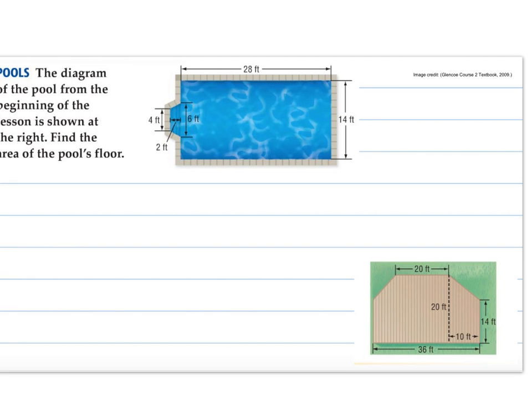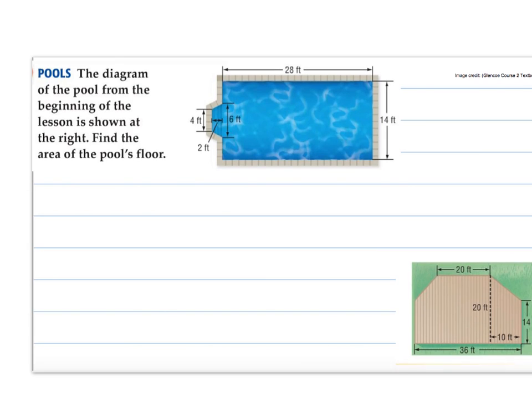Last two, ladies and gentlemen, these are going to be your real world problems. Building things, a lot of times you use your composite figures to find the area. So if we have a pool here, we're going to find the area of the pool's floor. So find your shapes. I see a trapezoid and a rectangle. So I'm doing area of a trapezoid plus the area of a rectangle.